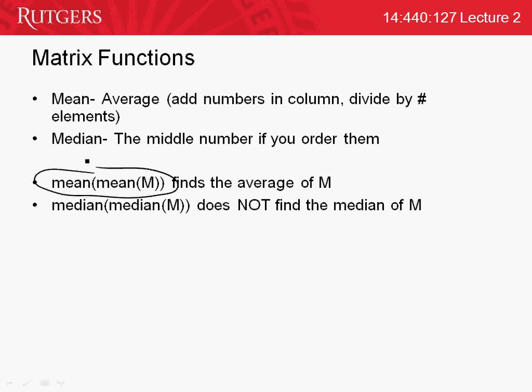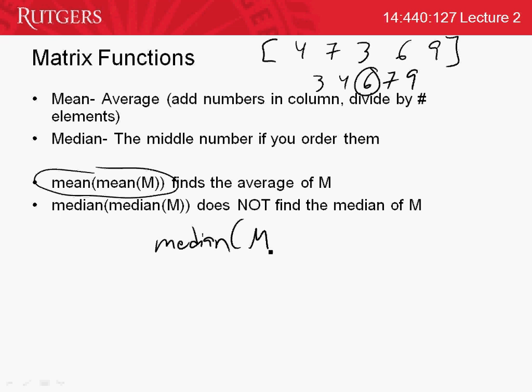Now, median is the middle number. So let's see, we had 4, 7, 3, 6, 9. To find the median, we could basically just say 3, 4, 6, 7, 9. Put them in order, in ascending order. Find the element in the middle. If there's an even number of elements, take the average of the two closest to the middle. Okay? So here the median would be 6. And so median of a matrix gives you the median in each column.